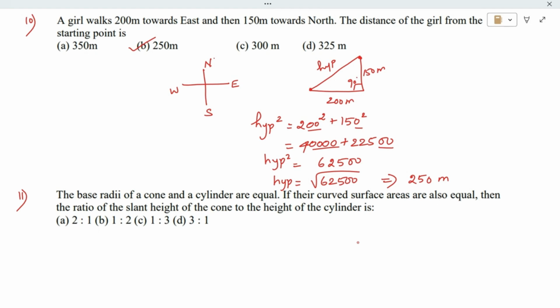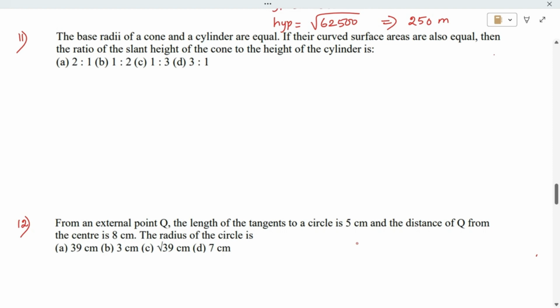Let's move on to question number 11. Question number 11. The base radius of a cone and cylinder are equal. So, you know the radius of a cone as well as the cylinder are equal in length. If the curved surface areas are also equal, so I need to find the ratio of slant height of the cone to the height of the cylinder. So, what is the CSA of cone? It is pi RL, isn't it?